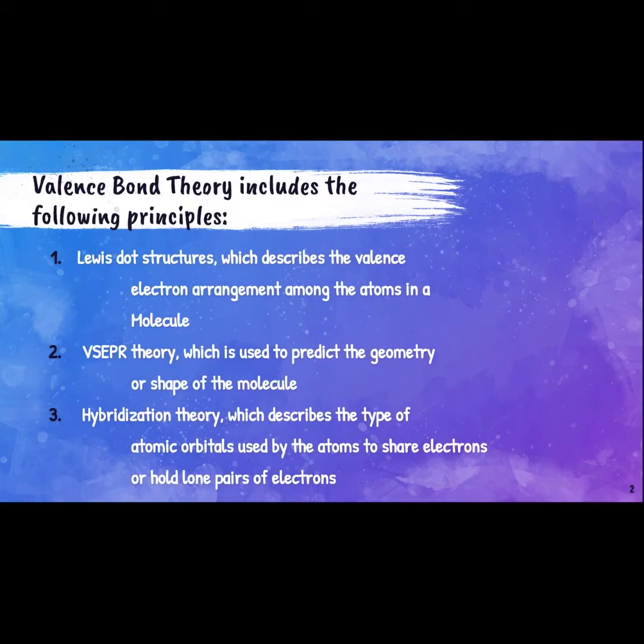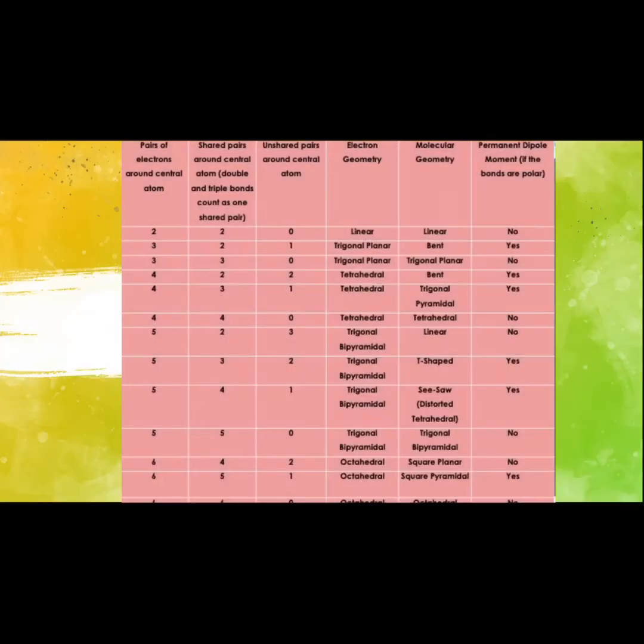So, valence bond theory includes the following principles. You have to know how to do the Lewis dot structures, which is going to tell you where those valence electrons are among the atoms in a molecule. And then we have VSEPR theory, which is what we're using to predict the geometry of the molecules. And then there's something called hybridization theory. That describes the type of atomic orbitals used by the atoms to share electrons or to hold lone pairs. So hybridization is more about the orbitals and kind of what they look like.